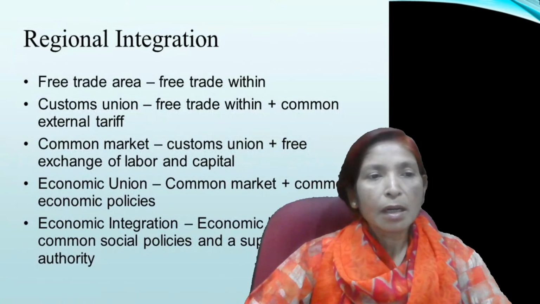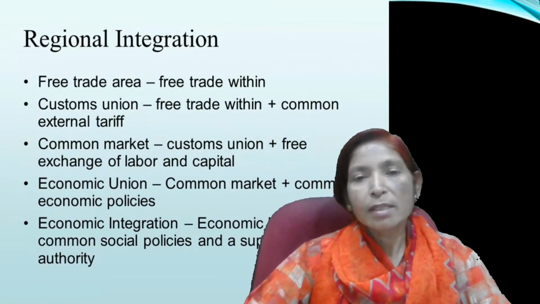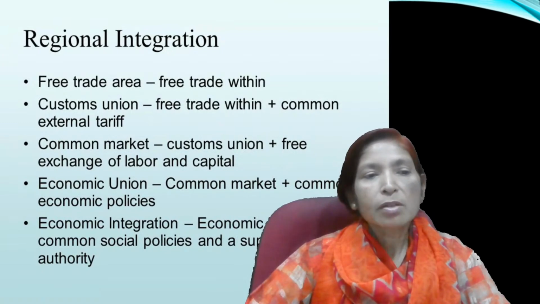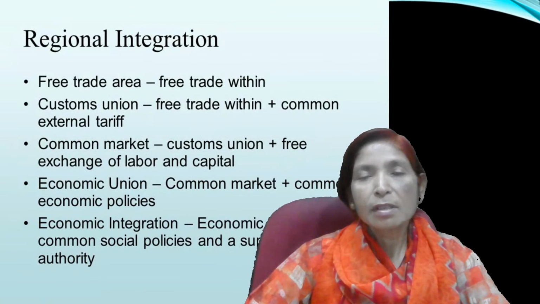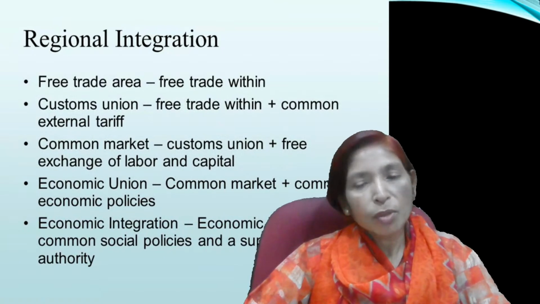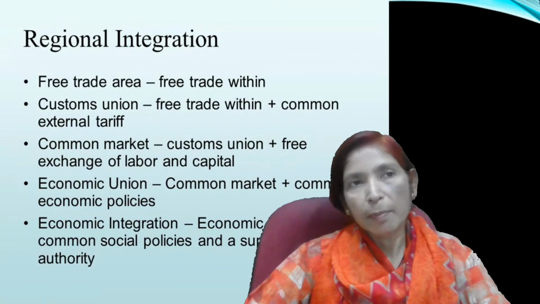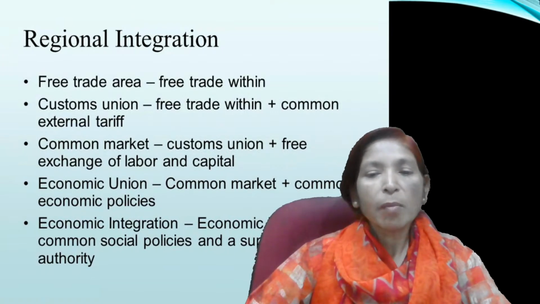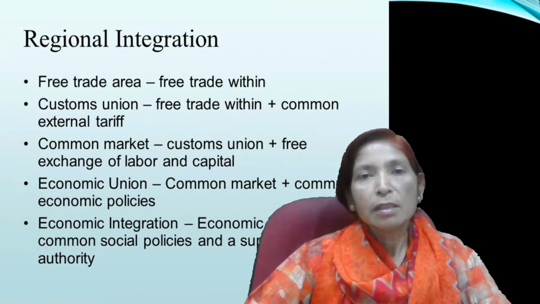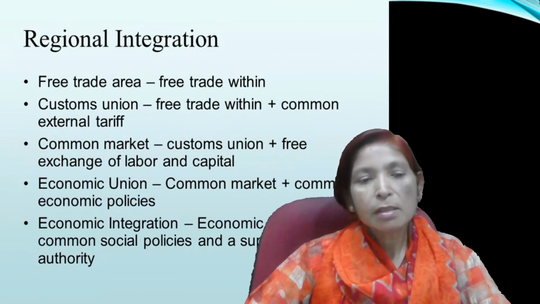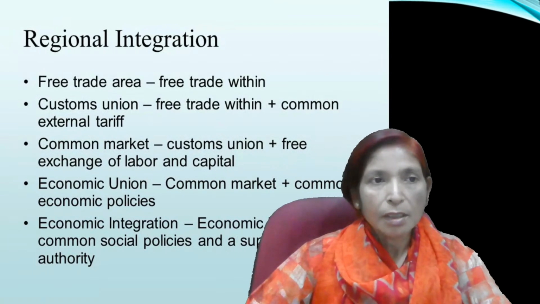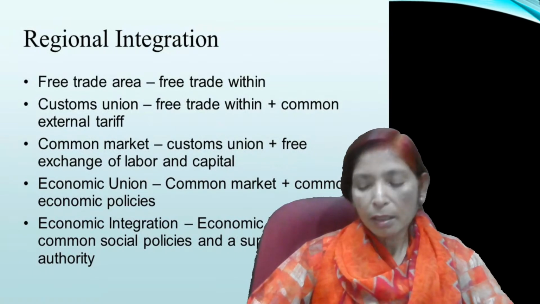Regional integrations are like free trade area, known as FTA, and customs union, which is free trade within plus a common external tariff. Tariff is import duties. Common market means customs union plus free exchange of labor and capital. Economic union means common market plus common economic policies. Economic integration refers to economic union plus common social policies and a supranational authority. So, in this way, regional integration is possible.